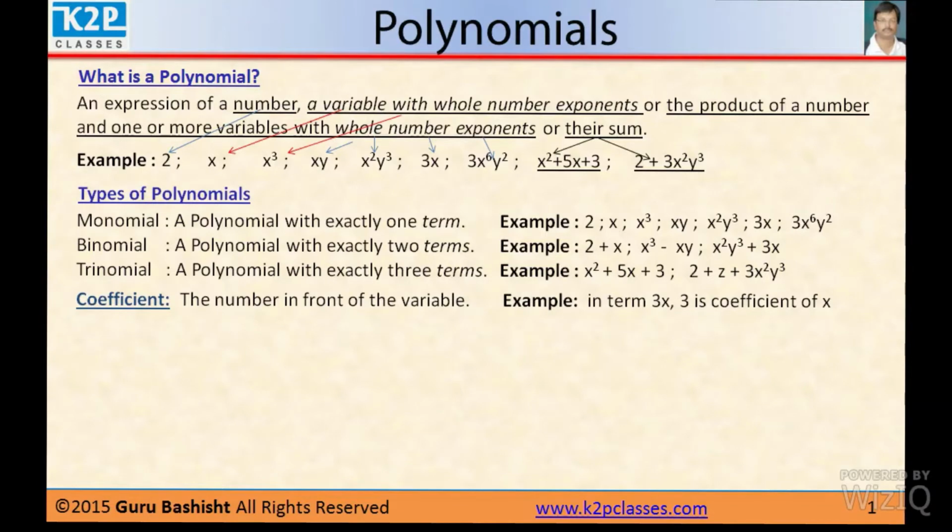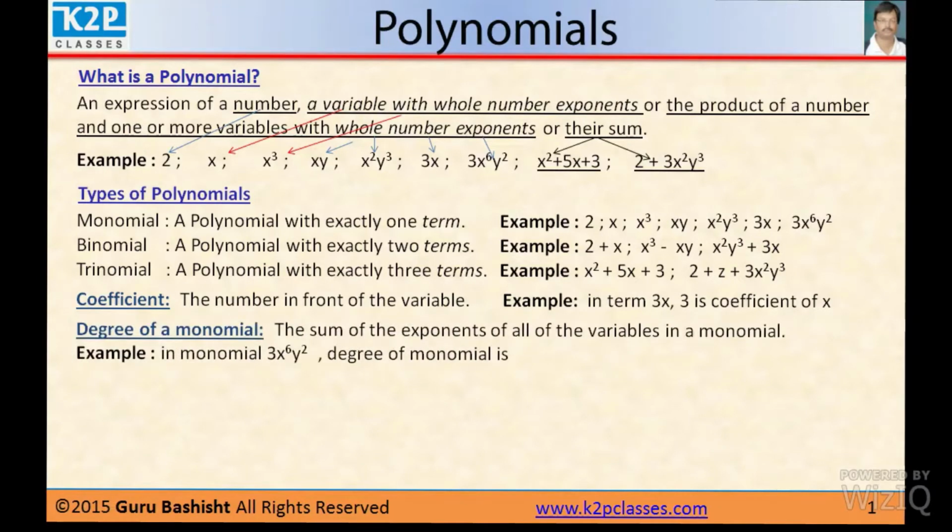Coefficient. The number in front of a variable is called a coefficient. Like in 3x, 3 is the coefficient of x. Degree of monomials. The sum of the exponents of all the variables in the monomial is called the degree of the monomial. Example, in monomial 3x to the power 6, y to the power 2, the degree of the monomial is, yes, you have correctly guessed, it is 8.